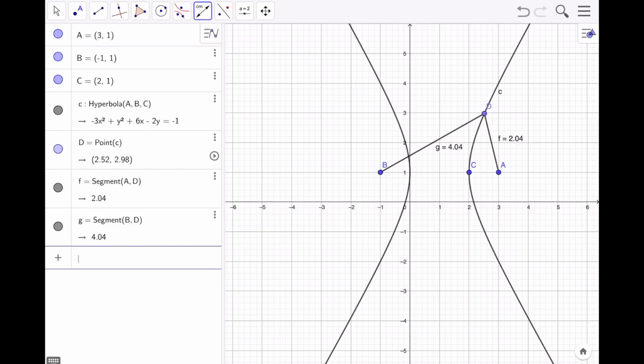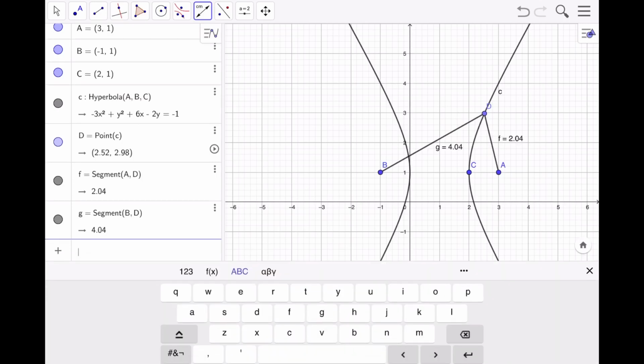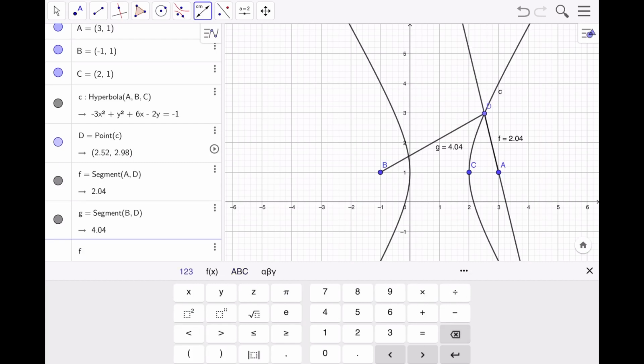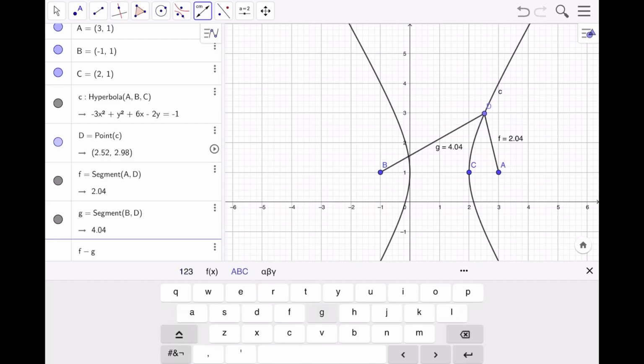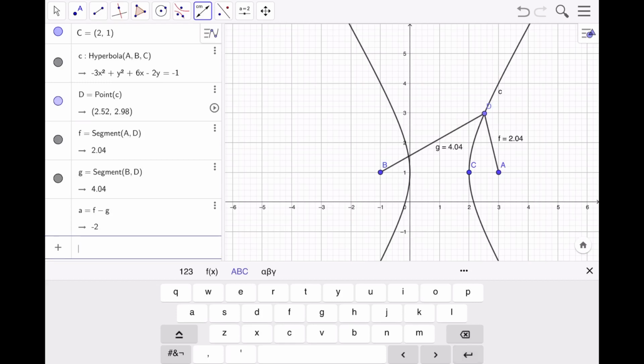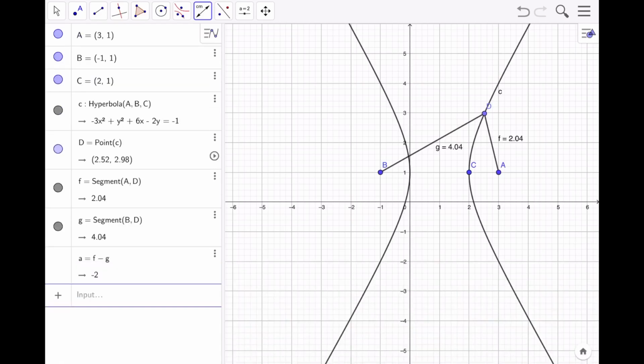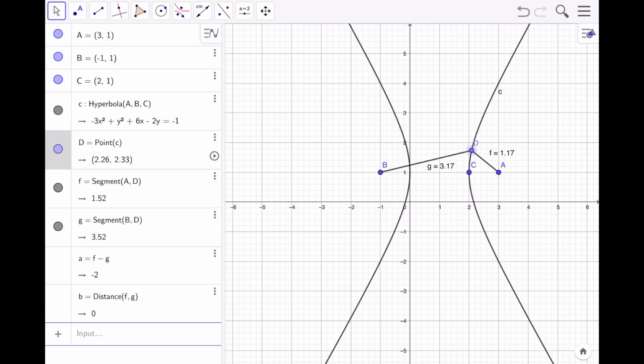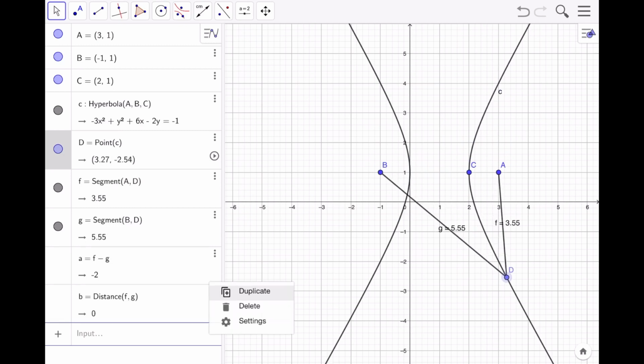And this time, instead of the sum of F and G, I'm going to do the difference of them. So F minus G. Here, F minus G is negative 2. And notice that whenever I move D all along this hyperbola, my distance is staying at negative 2. Let me get rid of that.